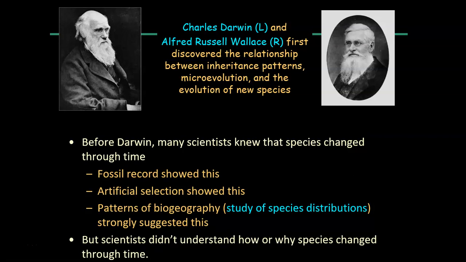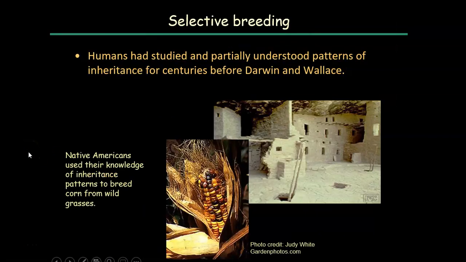Remember, this was before we knew what a gene was. This was before we knew what DNA was. Actually, the concept of a gene had been developed by a monk studying pea plants, a guy named Gregor Mendel, but that really didn't get out into the scientific community until long after Mendel's death. So when Darwin and Wallace were doing their work, we had no concept of what the gene was. They had to start that from scratch.